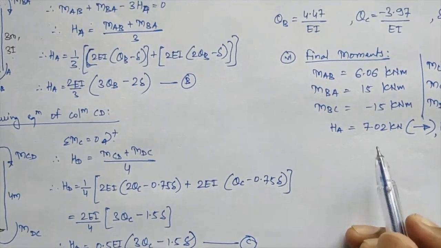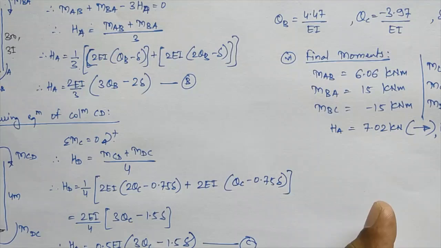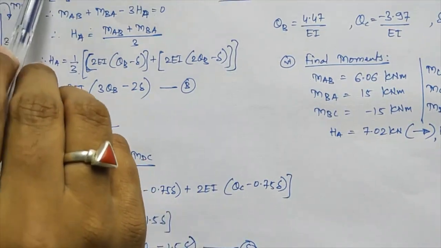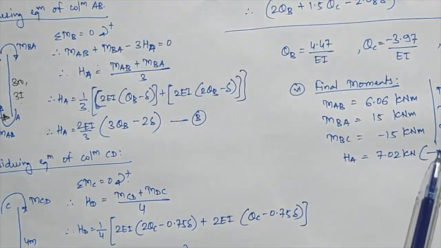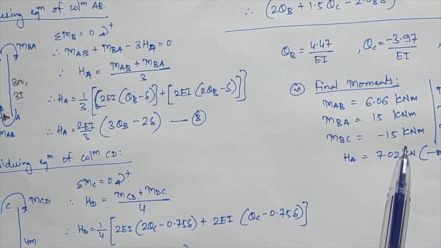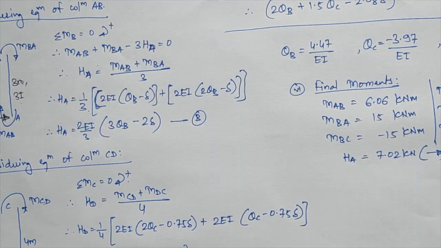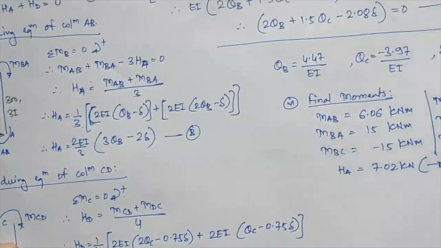Now you can check the three conditions of equilibrium: HA plus HD is equal to 0, and the previous two conditions, MBA plus MBC acting at point B and MCB plus MCD acting at point C. You can check whether these conditions are satisfied or not. From this we will be plotting the BMD.